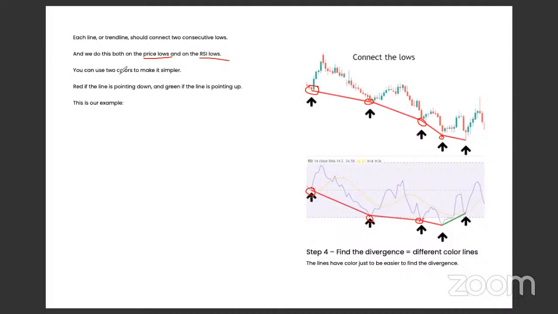You can use 2 colors to make it simpler. The red line is pointing down and the green line is pointing up. You see, the red one pointing down and the green one pointing up. Find the divergence by the different color lines. Let the lines have a color just to make it easy to find the divergence.